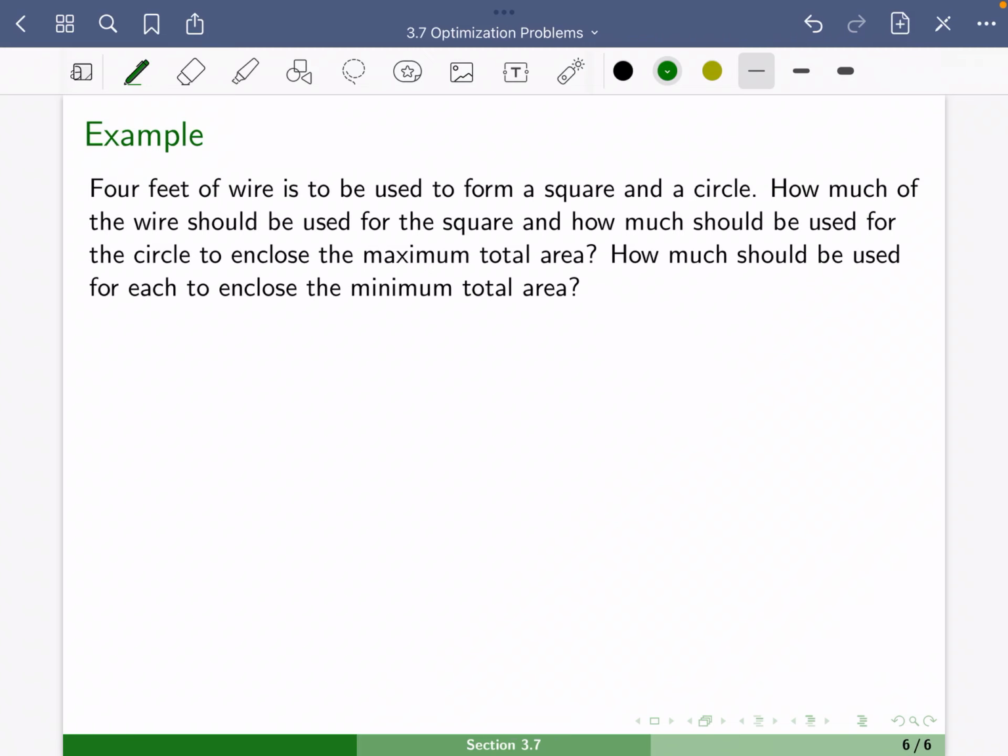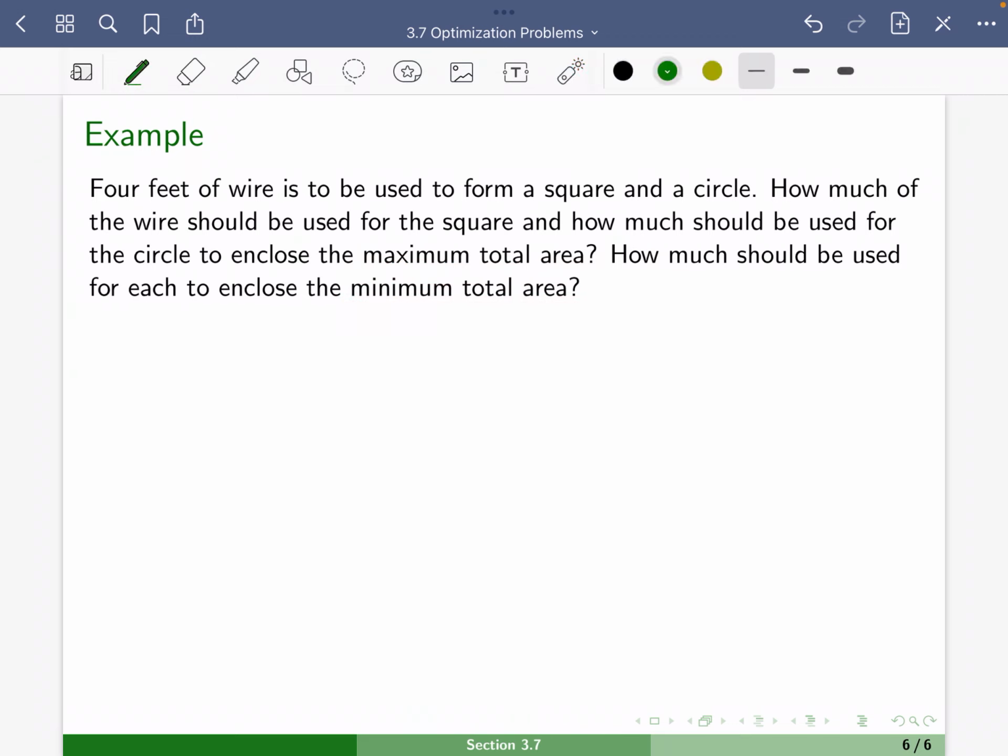In this video, we're going to do one more example where we are going to try to find an optimal solution. So here we have 4 feet of wire being used to form a square and a circle. How much of the wire should be used for the square and how much should be used for the circle to enclose the maximum total area? What if we wanted to enclose the minimum total area?